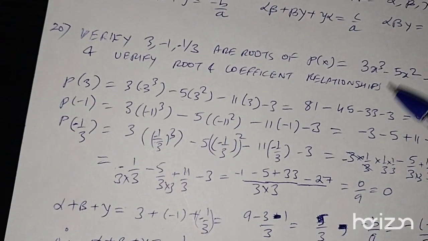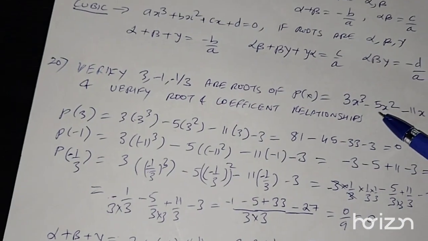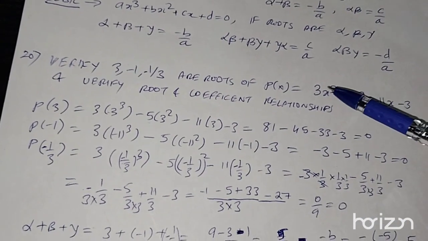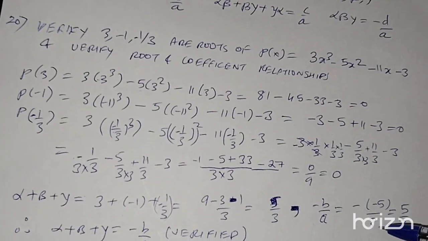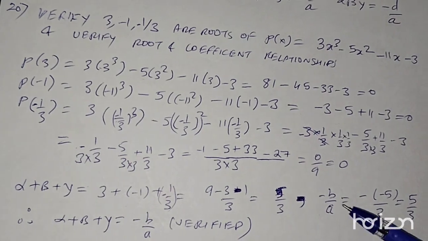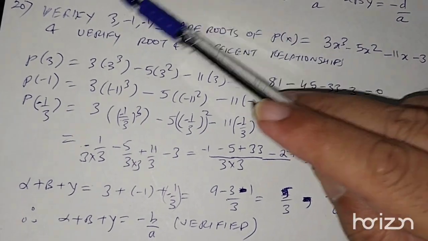If you take minus b by a, see this, b is minus 5. So minus b is 5. A is 3, so minus of minus 5 by 3 is 5 by 3. You can see that you have proved that alpha plus beta plus gamma is equal to minus b by a. So this is verified.